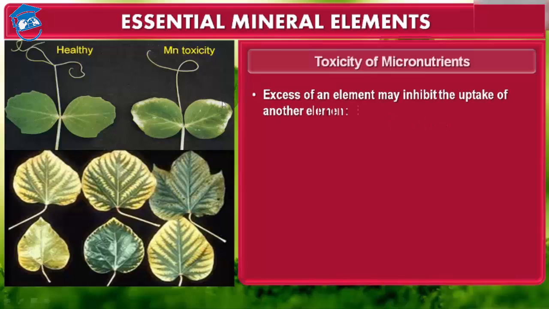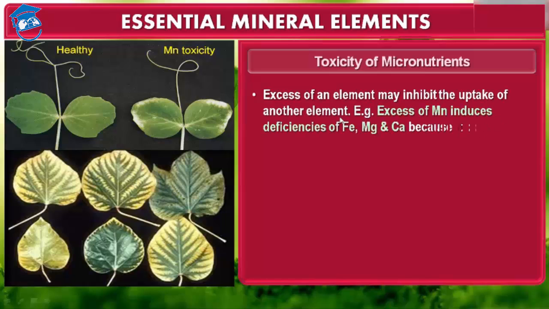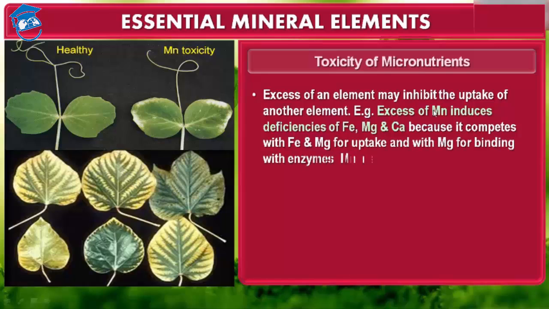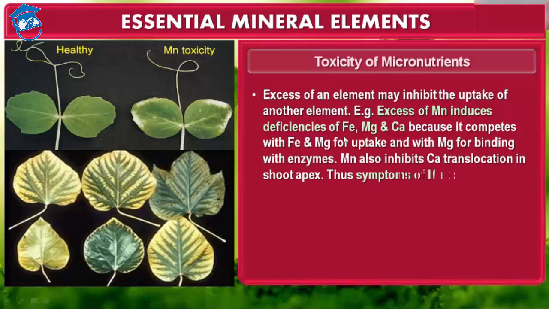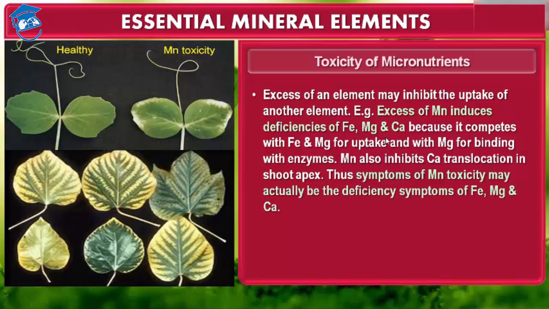So, as I told you, excess of an element may inhibit the uptake of another element. For example, excess of manganese induces deficiency of iron, magnesium and calcium because it competes with iron and magnesium for uptake and with magnesium for binding with enzyme, students.